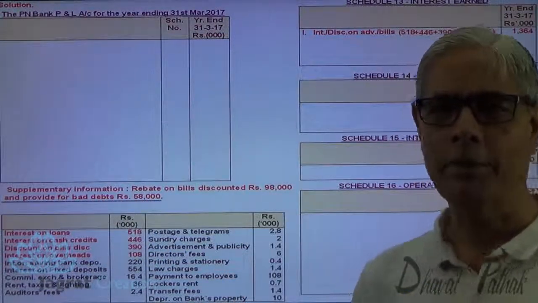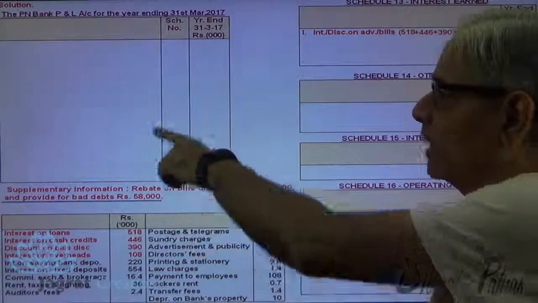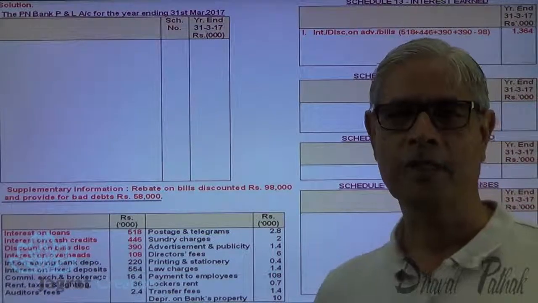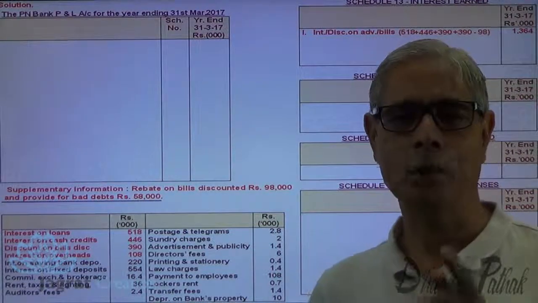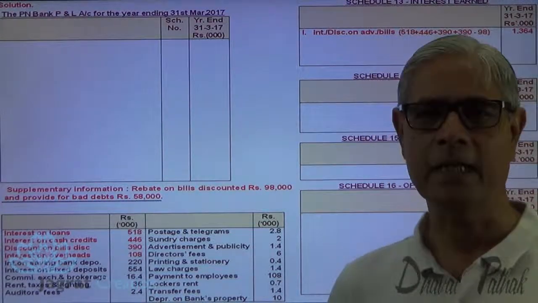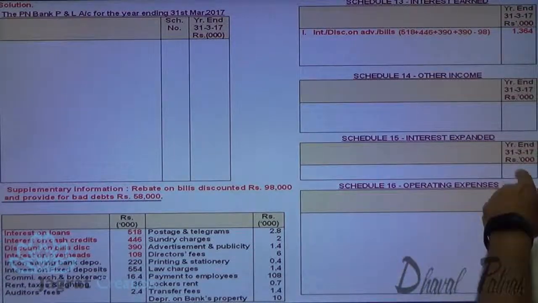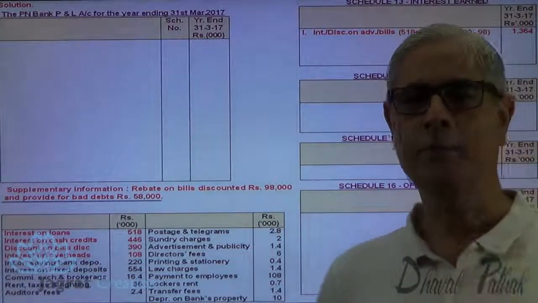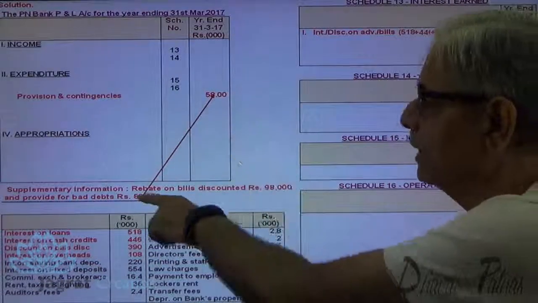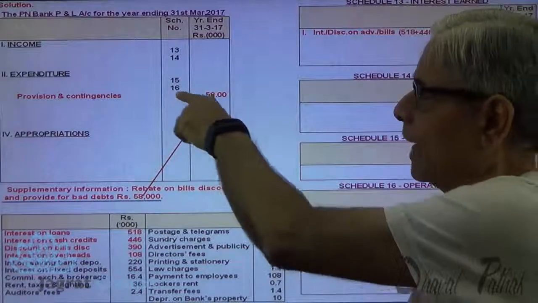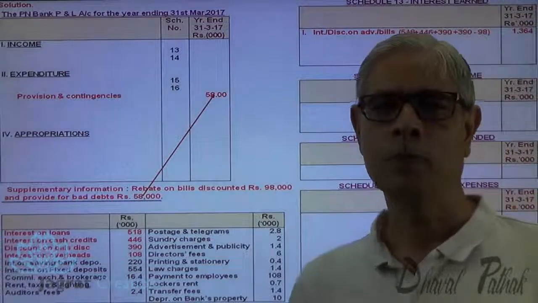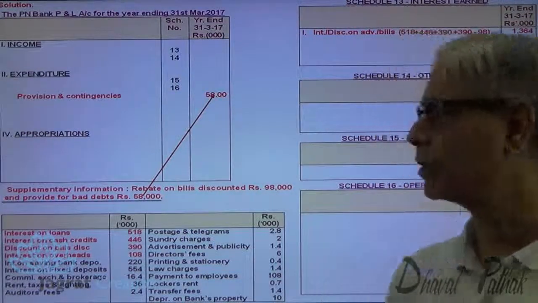Provision for bad debt reserve is to be made. First, I will write income by way of interest, Schedule 13. Then other income, 14, will be added, total income minus interest expended. Operating expenses will be deducted as per Schedule 16. After that, provisions and contingencies are going to be deducted. So here, provision for bad debt reserve is to be recorded after Schedule 16. This will also go in Schedule 5 when you prepare the balance sheet.